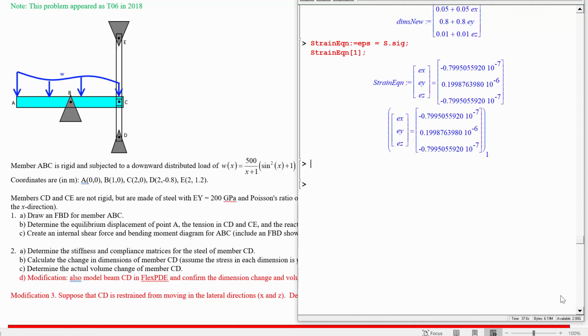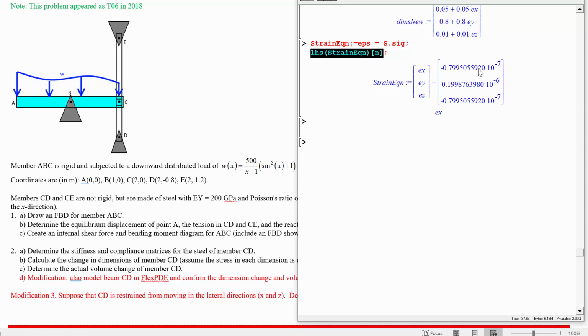Let's get rid of this to see what we're doing here. But what we could do is left-hand side it. Left-hand side the strain equation, and now left-hand side extracts just this part. 1 of that gives us that. So here's what we want to do. We want to go strain equation left-hand side n equals strain equation right-hand side n.